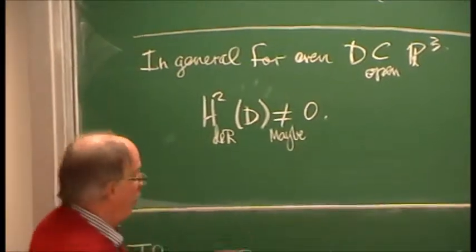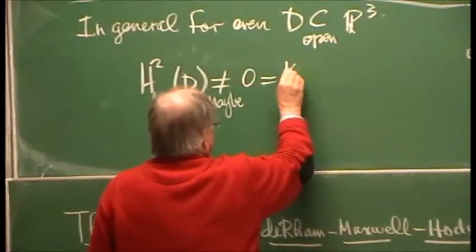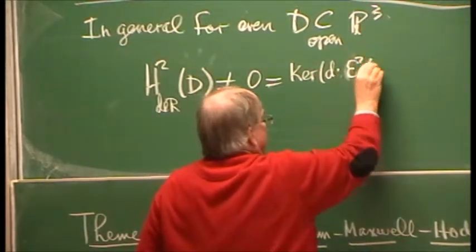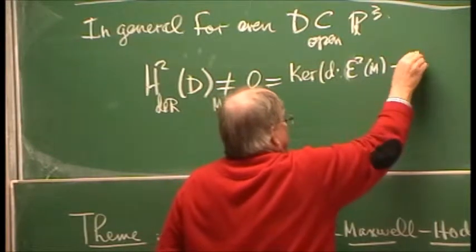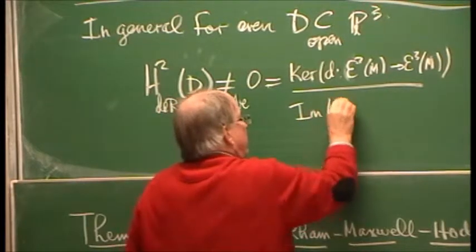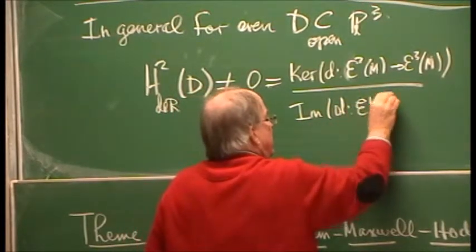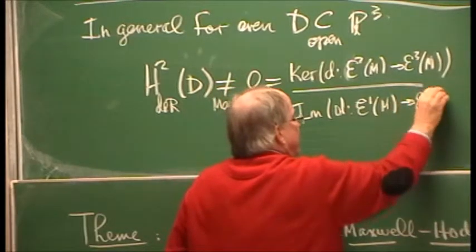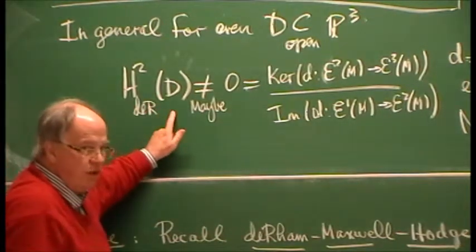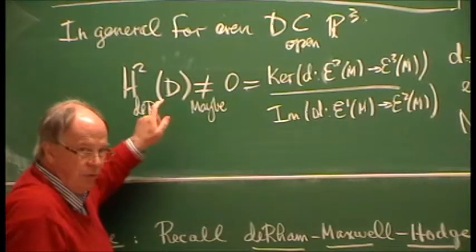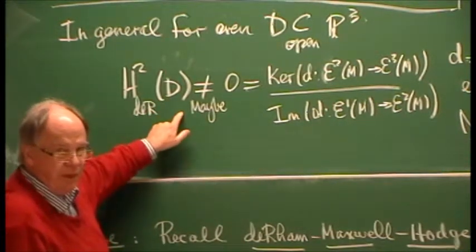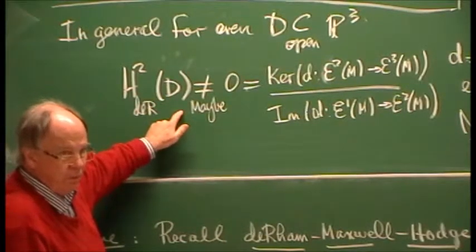That means there are problems, i.e., the kernel of the D operator from 2 forms to 3 forms, that's what we're doing here, modulo the image of D from 1 forms to 2 forms, could be non-trivial. And if that's non-trivial, then there will be differential equations you cannot solve. You understand what I'm saying? You will not solve, and the reason will be topological. If you know anything about topology, this is exactly the homology of the domain.